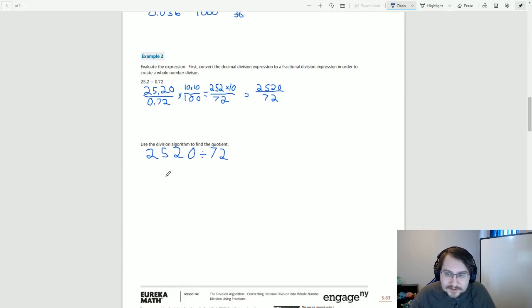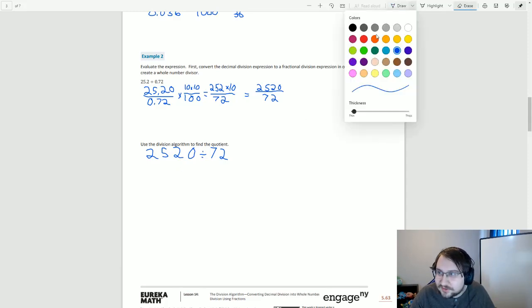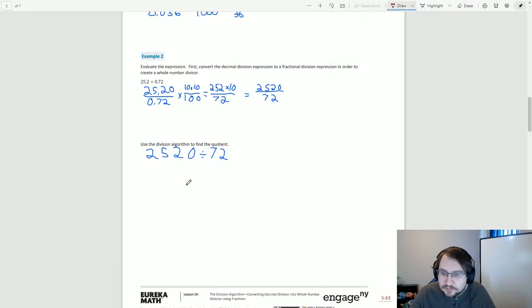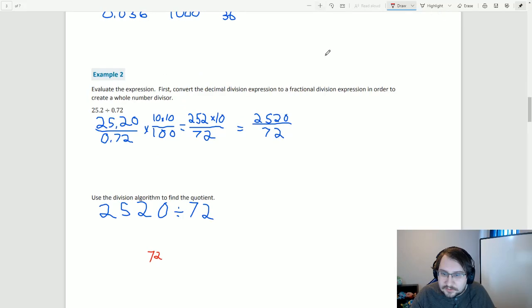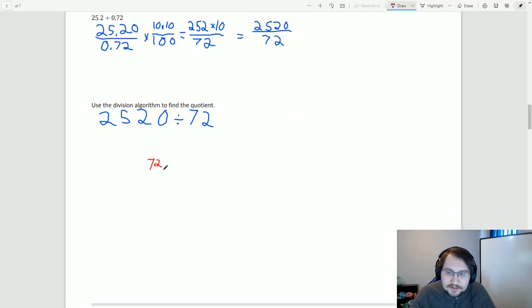So I'm going to have my 72 on the outside. Let me give myself a little bit more space. I'm even going to change the color. My 72 is going to be on the outside. I'm going to zoom in. And on the inside, I'm going to have 2,520.